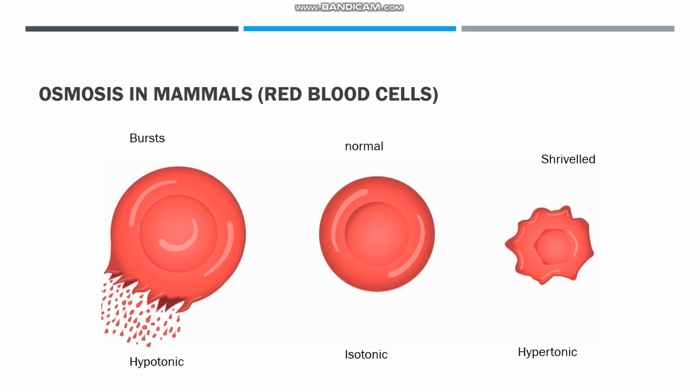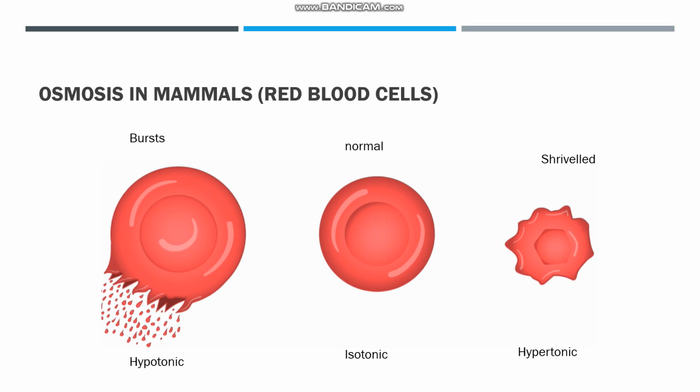In a normal isotonic solution, the concentration of water inside the cell and outside the cell is the same, so there won't be a change. And in a hypertonic solution, there's less water in the plasma, but more water in the blood cell. So water from the blood cell would move out of the cell, so the cell becomes shriveled.